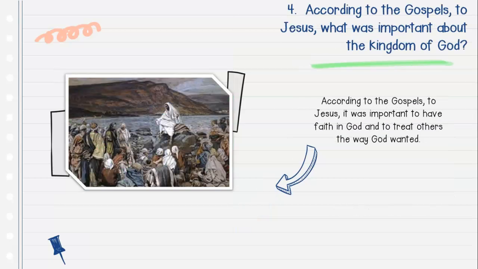Question number four. According to the Gospels, to Jesus, what was important about the kingdom of God? According to the Gospels, to Jesus, it was important to have faith in God and to treat others the way God wanted.